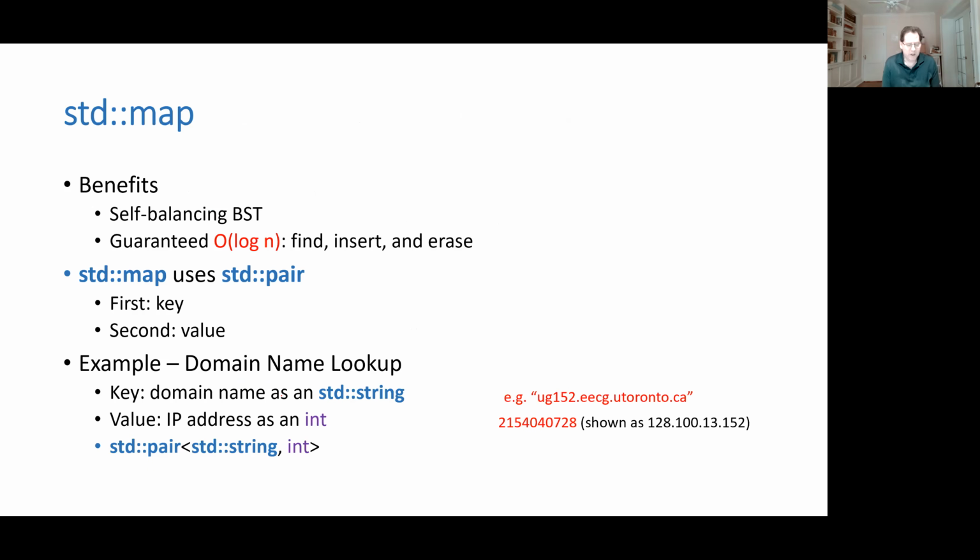Okay, so what is map? It is a self-balancing binary search tree. Do you guys know what this means? What does self-balancing mean? What's a balanced binary search tree versus an unbalanced one? You should have learned this in 244. Okay, so people are saying yes, yeah.